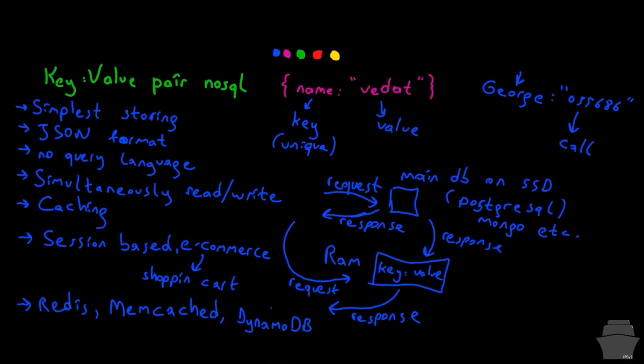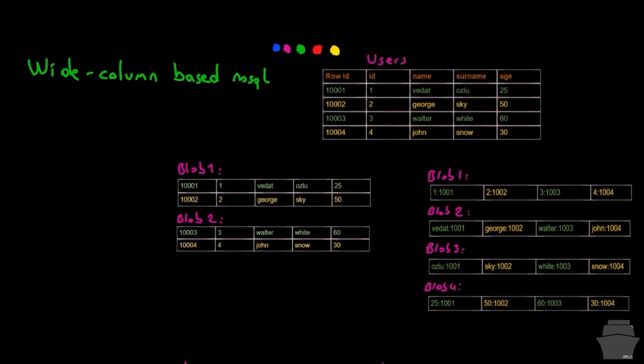So let's look at the wide-column based database. Alright guys, before explaining the wide-column based NoSQL, let me tell you about two storing methods to make it clear. The first one is row-based storing, and the other one is column-based or columnar storing.